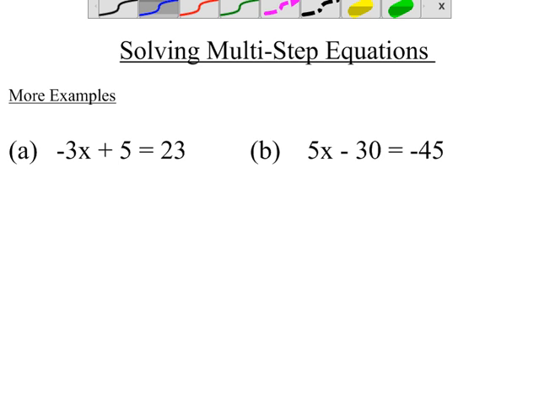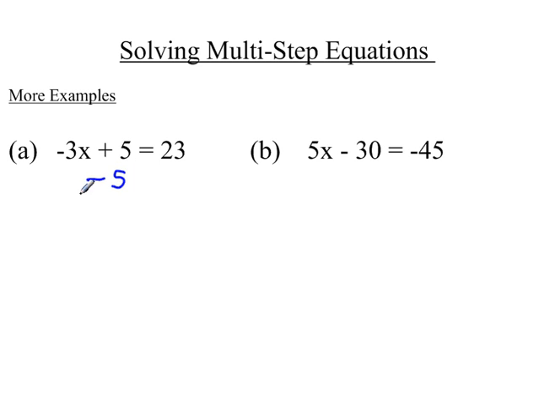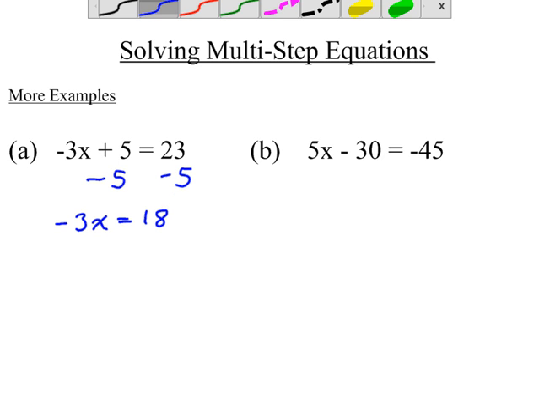And so if we look at letter A, we have a +5 on the left-hand side, and we don't want that. We just want it to say something with an X on that side. So we need to get rid of adding 5. To get rid of adding 5, we subtract 5. If you subtract 5 from the left-hand side, you have to subtract 5 from the right-hand side. And then you just simplify your answer. And you'll be left with -3x equals 18.